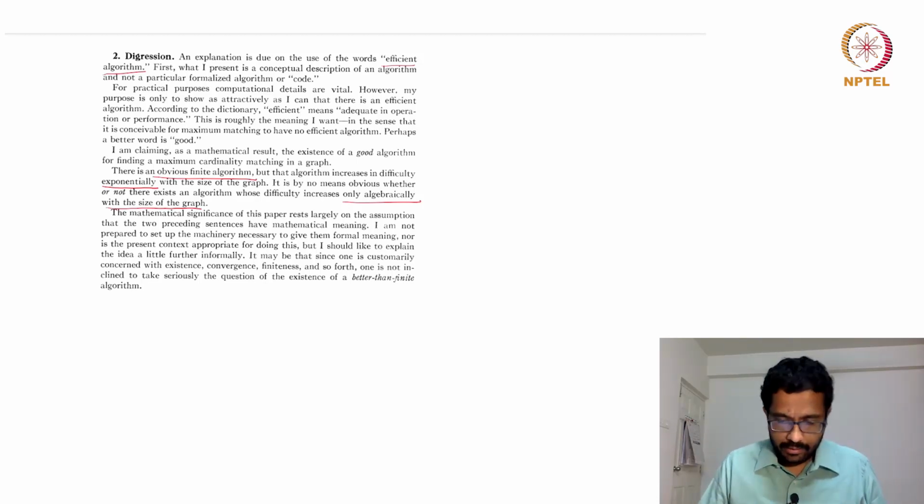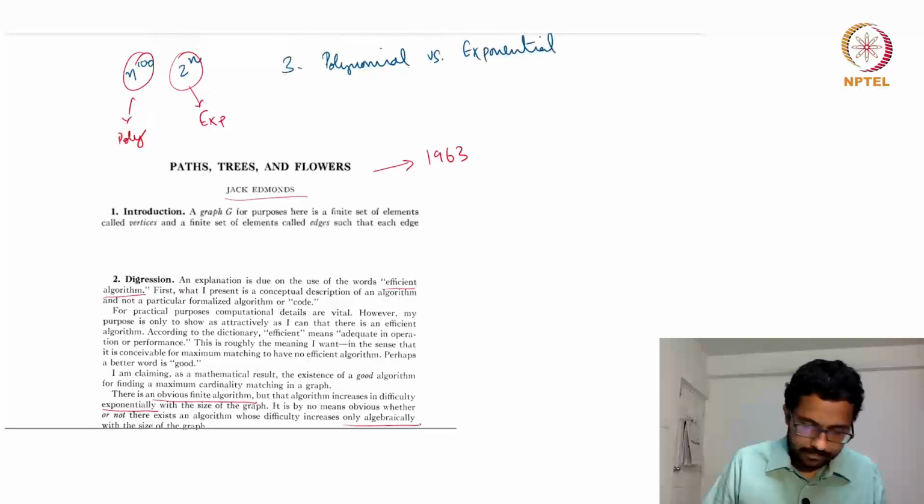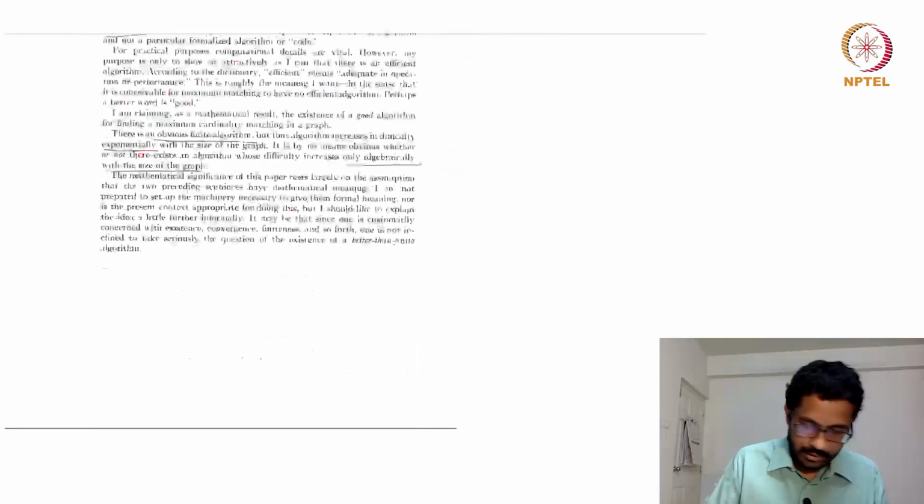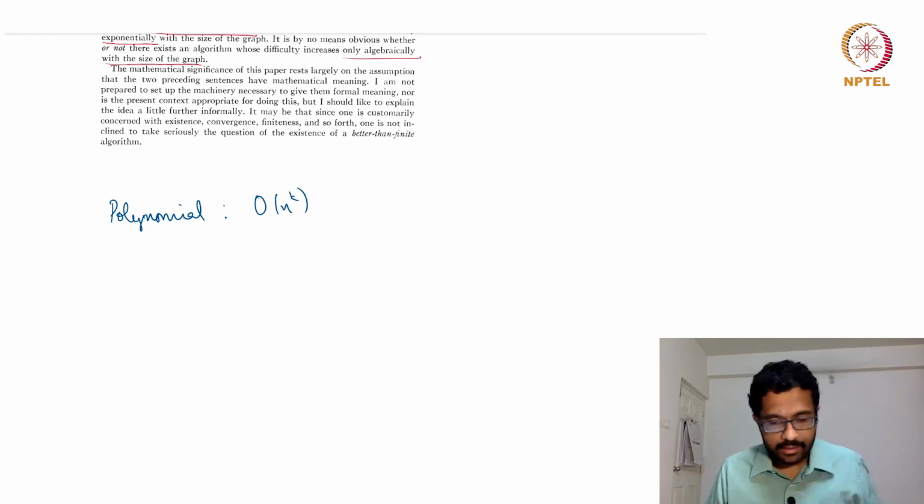So again, just to summarize, polynomial means anything that can run in order n to the power k, where k is any integer. Exponential, which we will not use now, is order k to the power n, where k is some constant, right? So this k to the power n grows much faster.